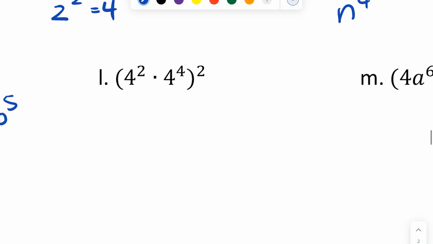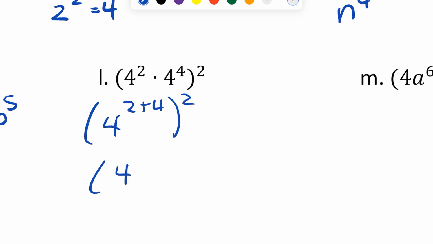Over here, I do what's inside the parentheses first. So I would add the exponents first. I would get 4 to the 6th power raised to the 2nd power. So then I would multiply my exponents, and I would get 4 to the 12th power.